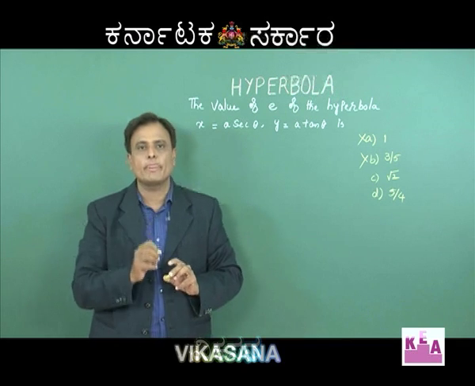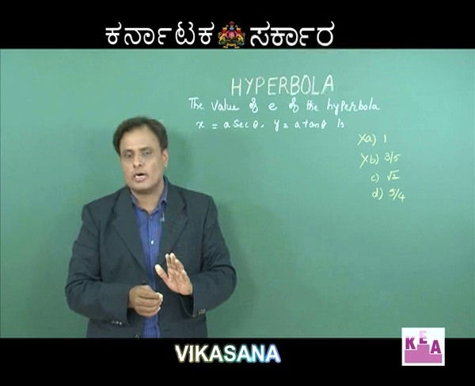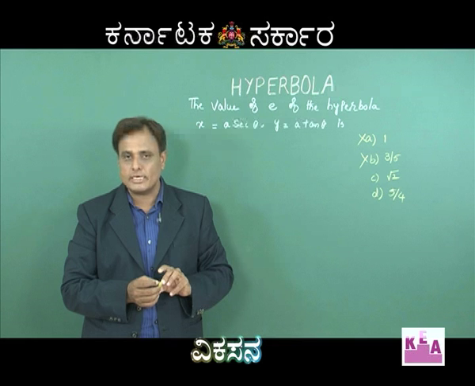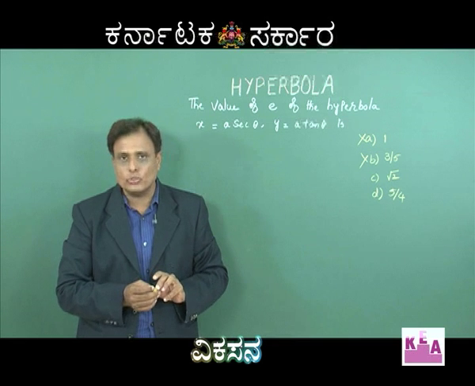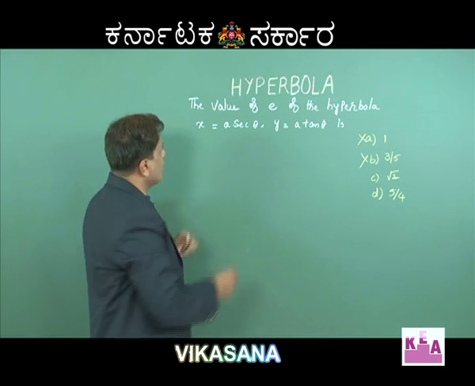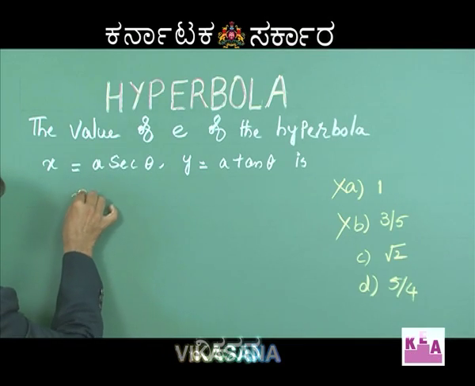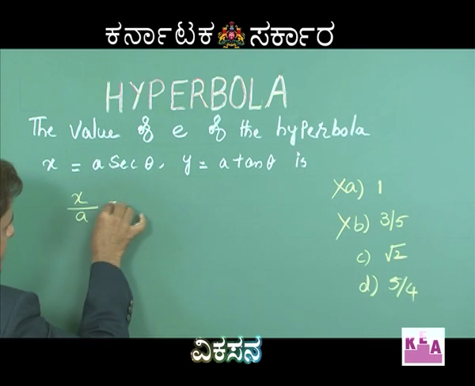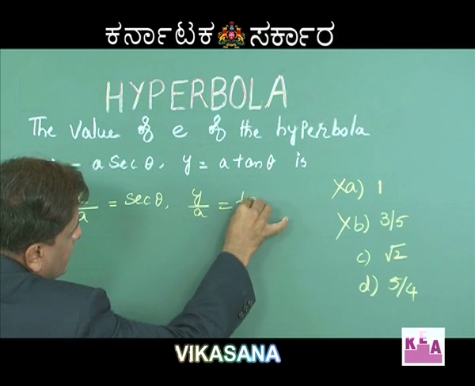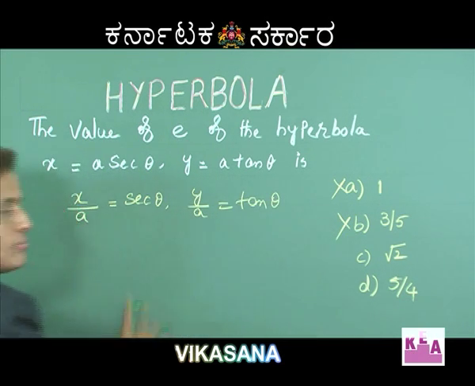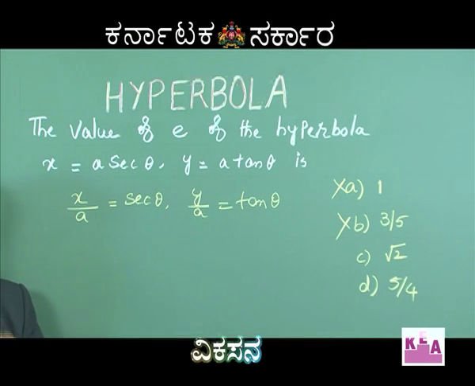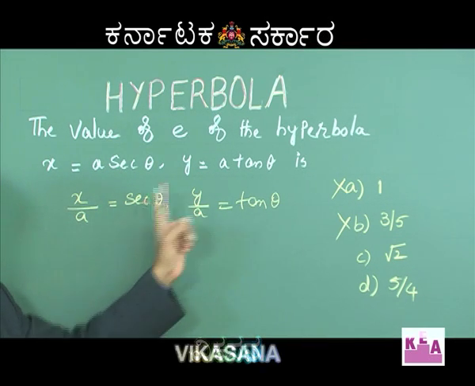Please dear students, note down. The parametric equations of hyperbola are x is equal to a secant theta and y is equal to b tan theta. Here, you can cross multiply to get x by a is equal to sec theta and y by b is equal to tan theta, then square and subtract. Why do we have to square and subtract? Because sec square theta minus tan square theta is equal to 1. So you cannot add sec square theta and tan square theta.